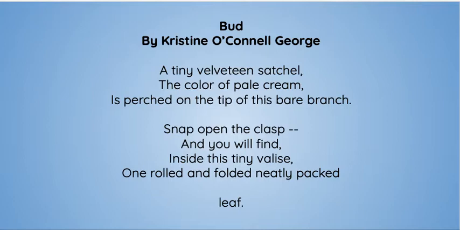A tiny velveteen satchel, the color of pale cream, is perched on the tip of this bare branch. Snap open the clasp and you will find, inside this tiny valise, one rolled and folded neatly packed leaf.